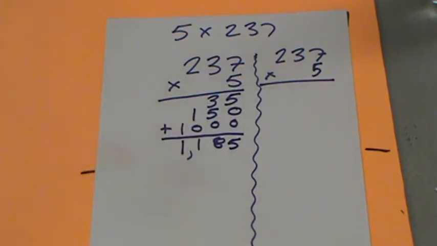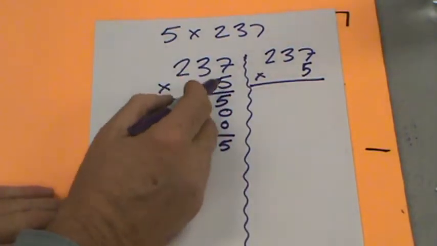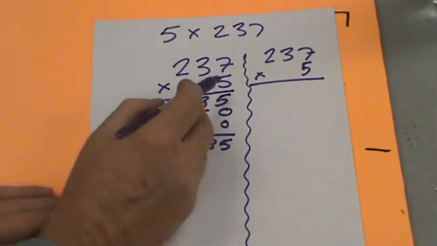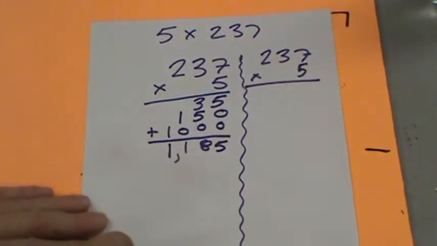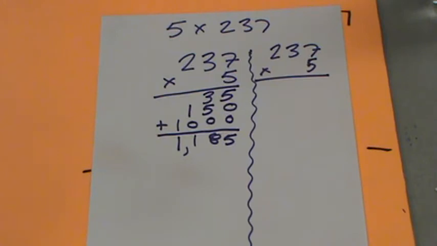All right, so we have 1,185. Partial product: 7 times 5, 35. 30 times 5, 150. 200 times 5, 1,000. 1,185. But now let's shift gears, and we're going to go to the standard algorithm, not the partial product.